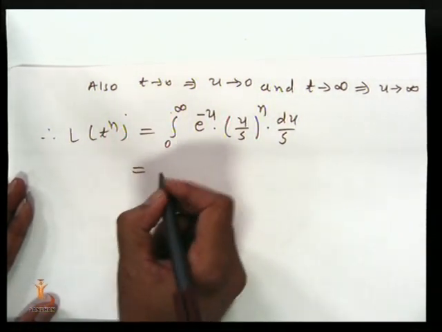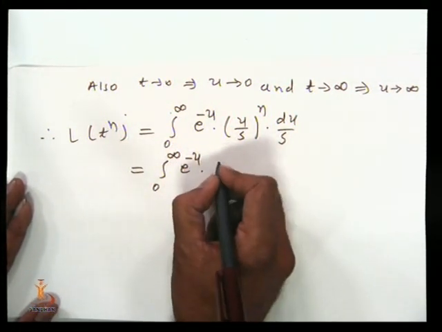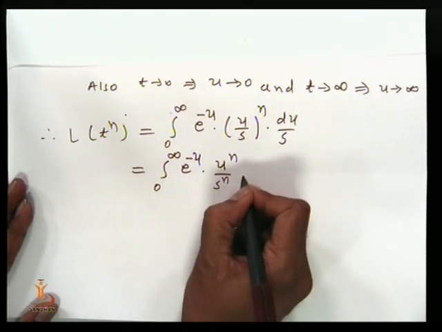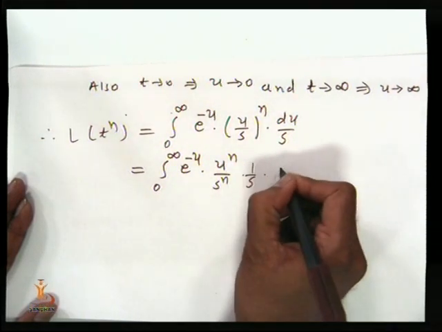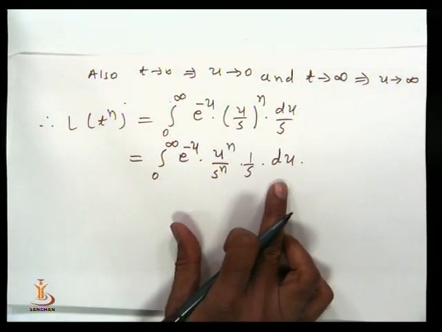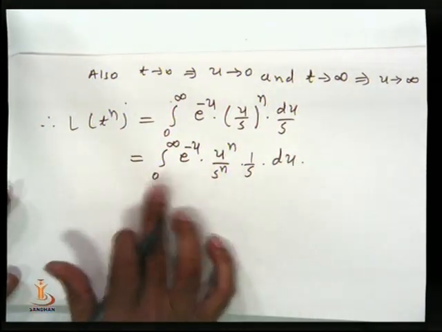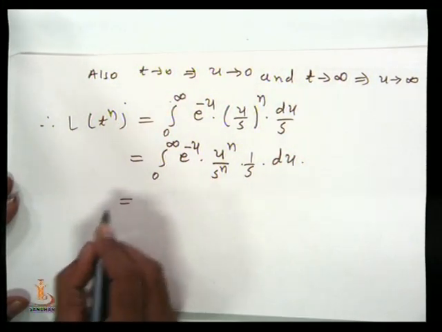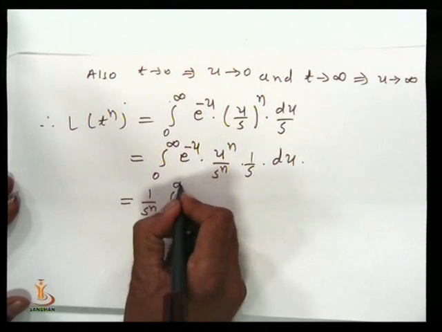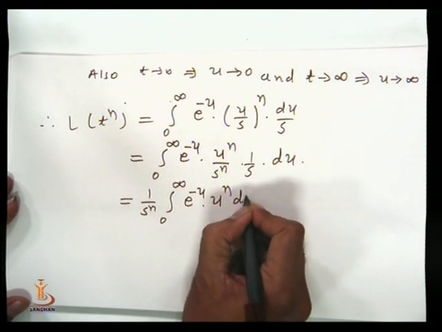Now we simplify this integral. Integral 0 to infinity e raised to minus u into u raised to n divided by s raised to n into 1 upon s into du. Now our variable of integral is u, that means here s is a parameter constant. So we take it outside the integral, equal to 1 upon s raised to n into integral 0 to infinity e raised to minus u into u raised to n du.